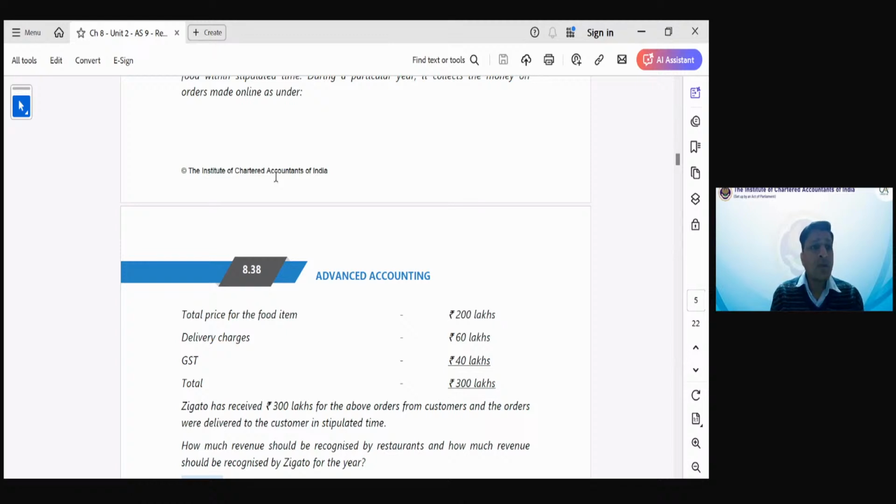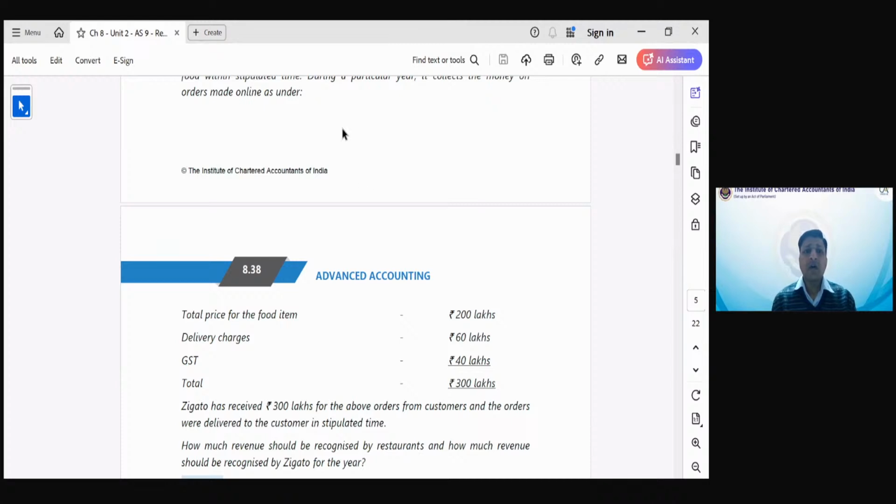In the meantime, I'll look at the query of Larry. Larry asked me, sir, what happens when there is an agent and principal relationship? See, every time when you have an agent-principal relationship, this is how you are required to look at it.